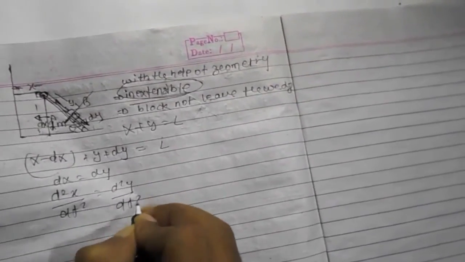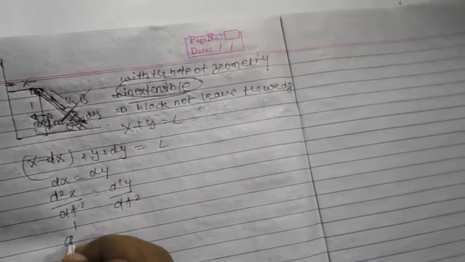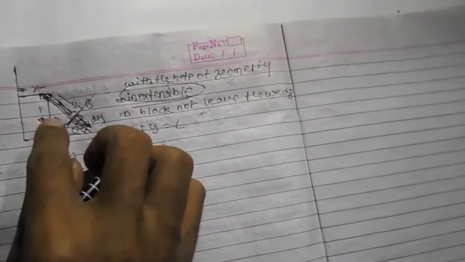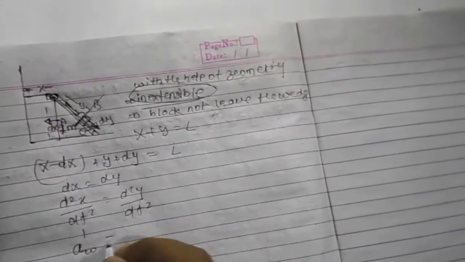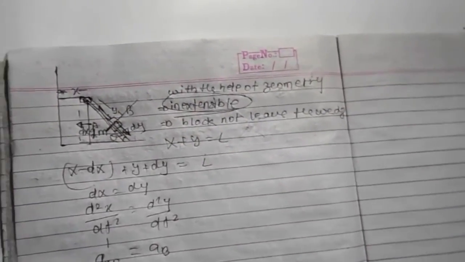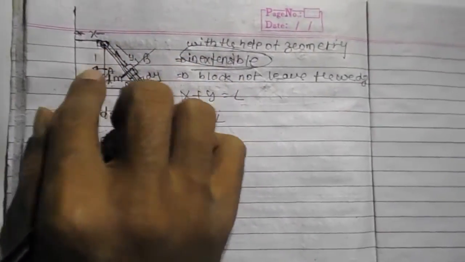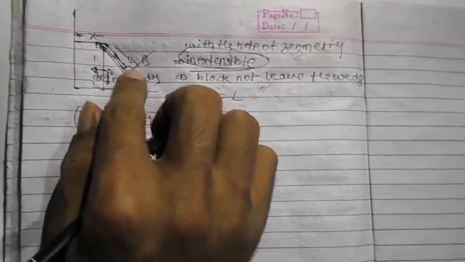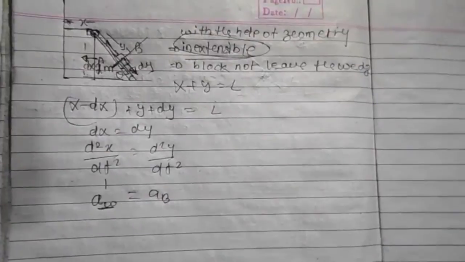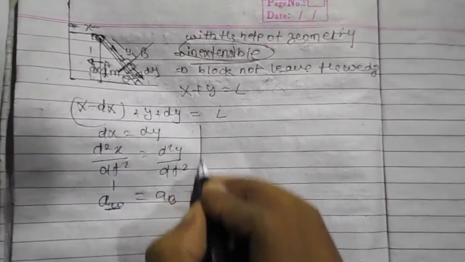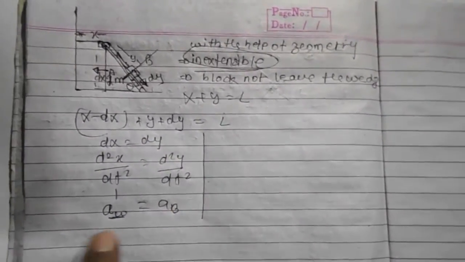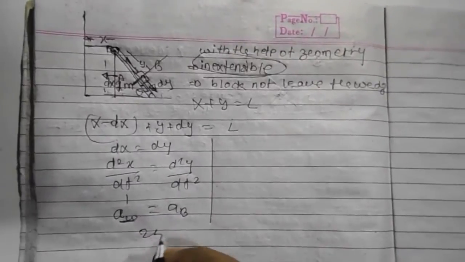So what it says is that the acceleration of the wedge along this should be equal to the acceleration of the block along this. So I have solved 25%.